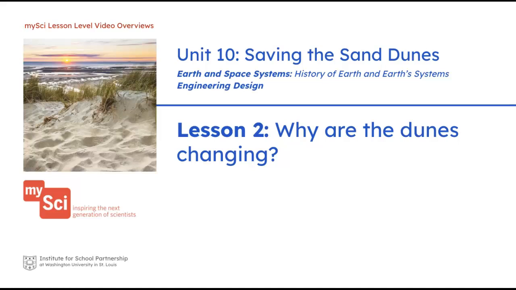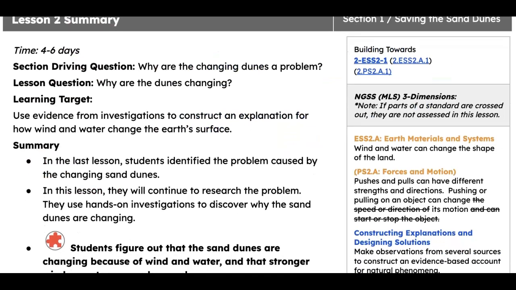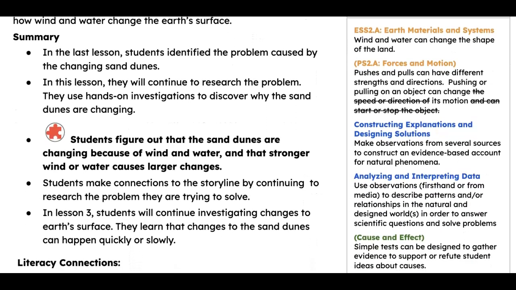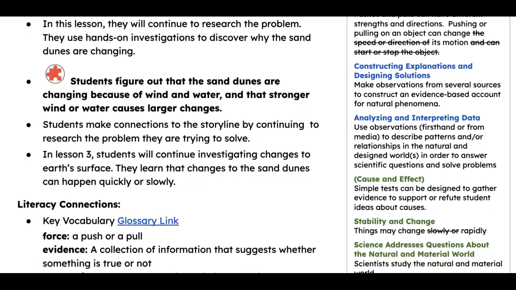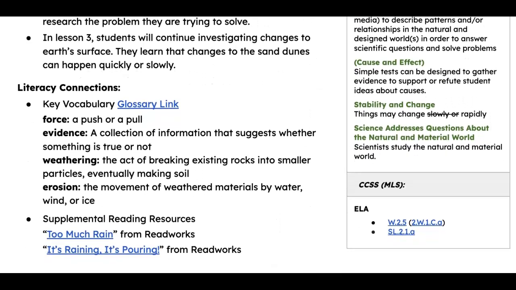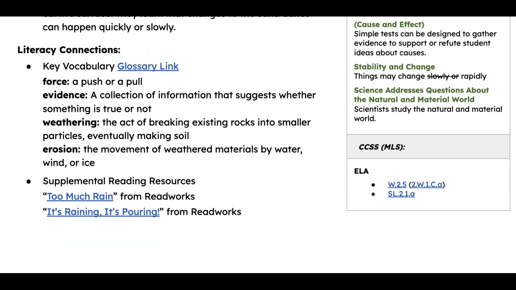Students figure out that the sand dunes are changing because of wind and water, and that the stronger wind or water causes larger changes. Students make connections to the storyline by continuing to research the problem that they are trying to solve. There are several opportunities for ELA cross-curricular connections throughout the lesson. For specific standard connections, visit the Unit 10 Teacher Guide. This lesson will take approximately 4 to 6 days to complete.